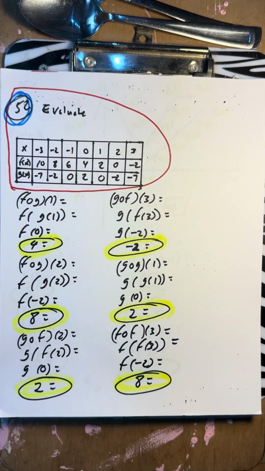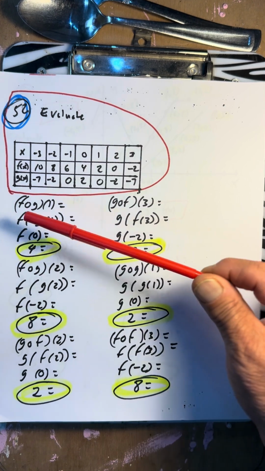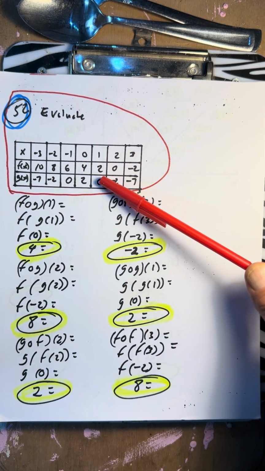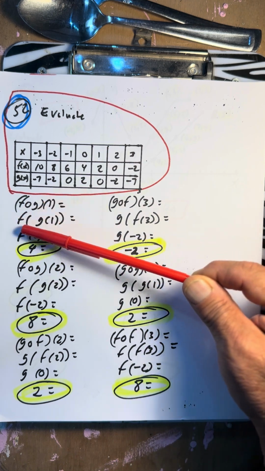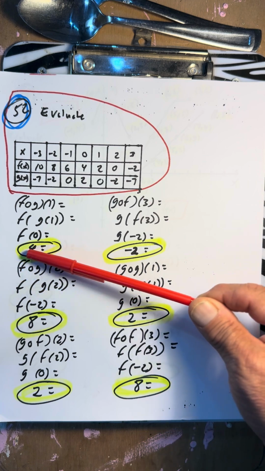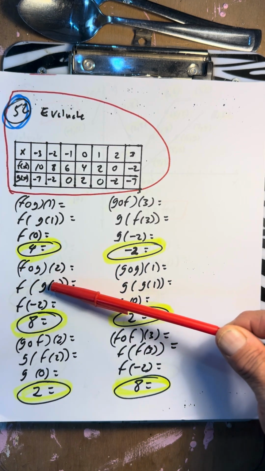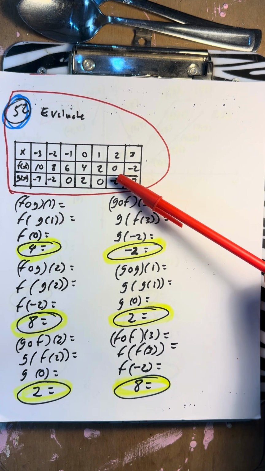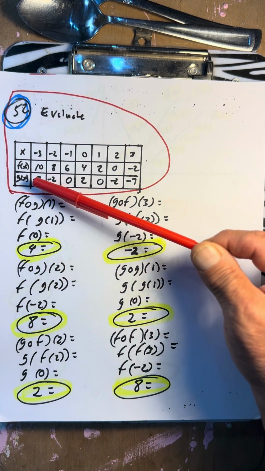Oh, another one. Let's face it, same kind of problem. f circle g of 1. So g of 1, go to 1. Go to g function right here, 0. And f of 0, put a 0 and go to the f function, which is 4. Next one, f circle g of 2. So g of 2, where's g of 2? 2 is right there. And g of 2 is negative 2. And then f of negative 2 is what?